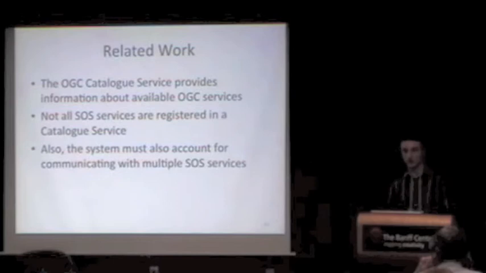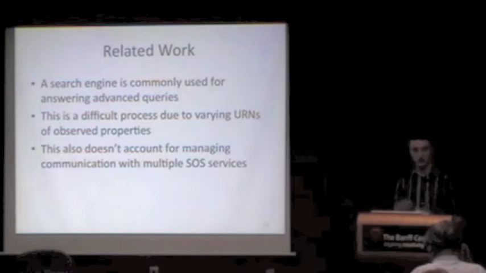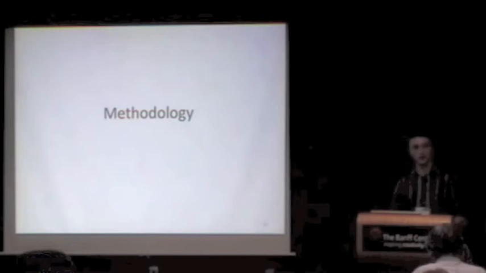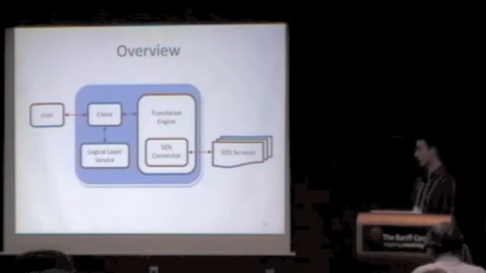You could also use a search engine to look for these services and to look for the data. But again, we have various URNs. It doesn't account for managing communication with all these SOS services. We still run into the same problems. So that's why we're going to be proposing a new methodology here. The overview consists of three main components: the client, and the two main ones, as I mentioned before, the logical layer service and the translation engine. And we'll get into these right now.